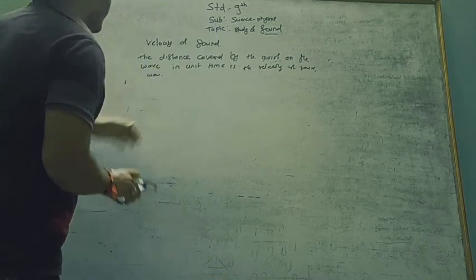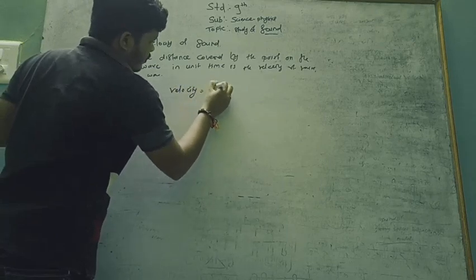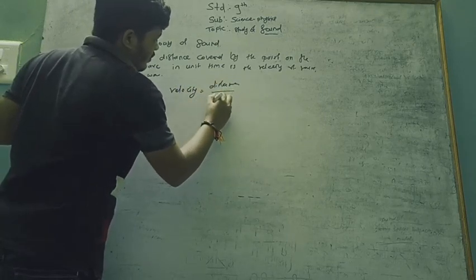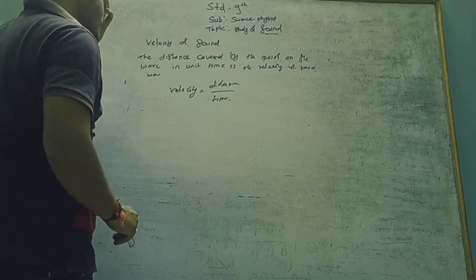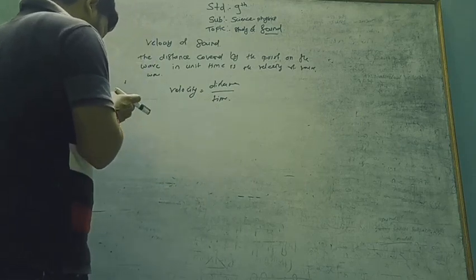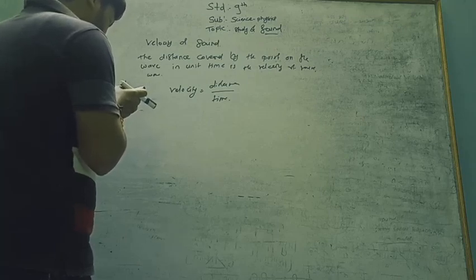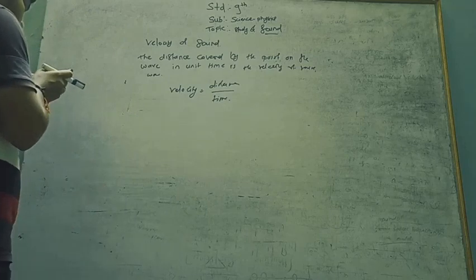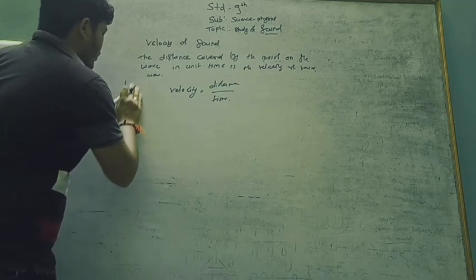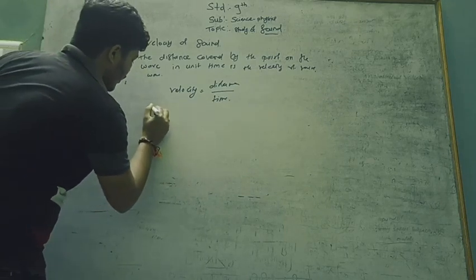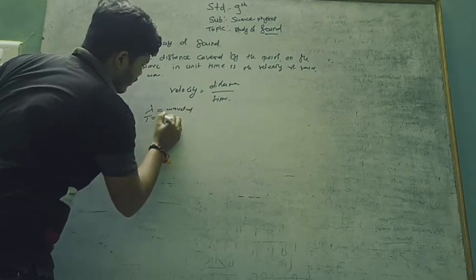So by the formula, velocity is nothing but distance upon time. Any point of the sound wave covers a distance equal to the wavelength in a time period t. Thus, the velocity of sound is given by the distance covered, which is equal to lambda, the wavelength, in time t, where t is the time period.